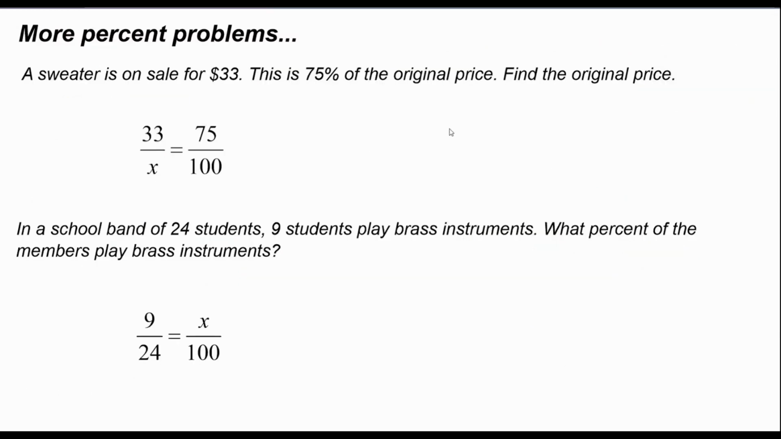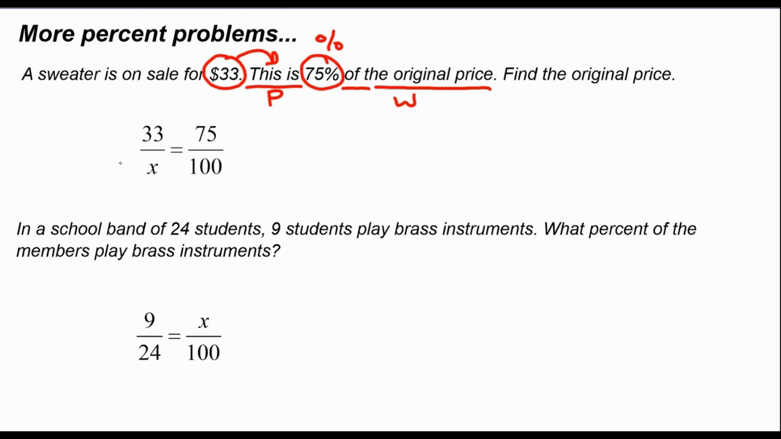So what does this look like in real world problems? A sweater is on sale for $33. This is 75% of the original price. Find the original price. So when it's saying this is, we're talking about the $33. So the $33 is 75% of the original price. So this is the part. The original price is the whole, and 75% is obviously the percent. So the whole is missing. The original price is the whole. The $33 is the part.